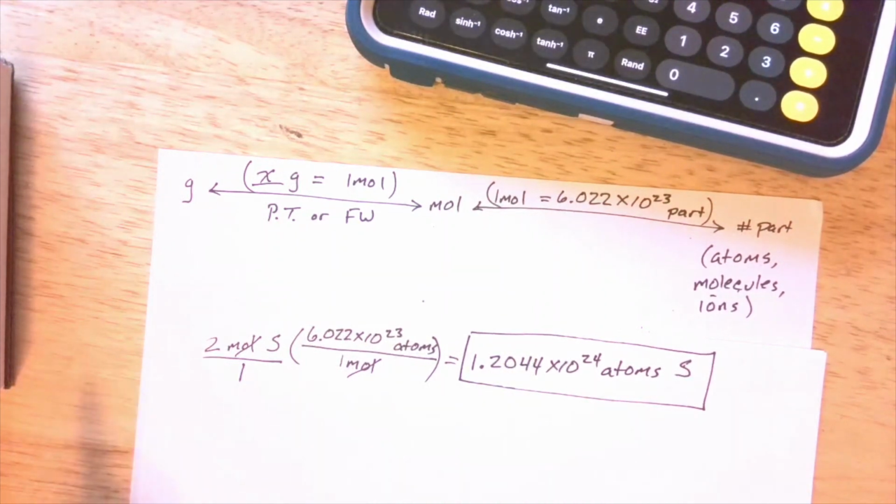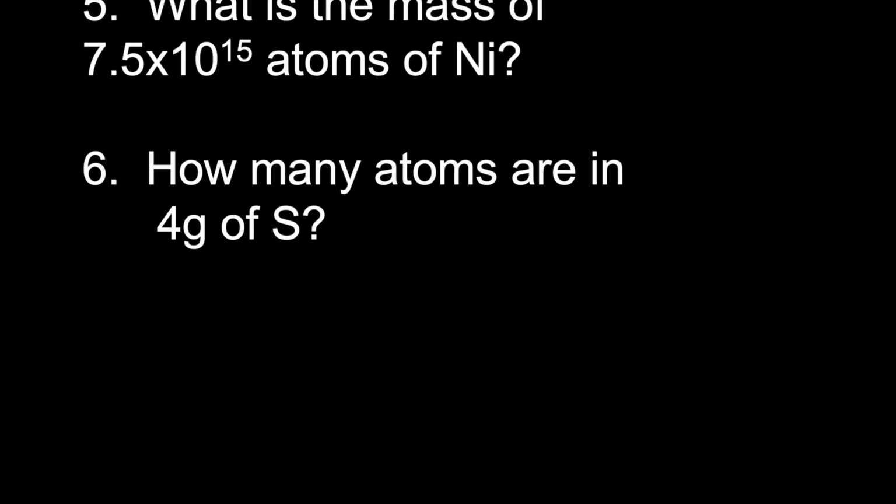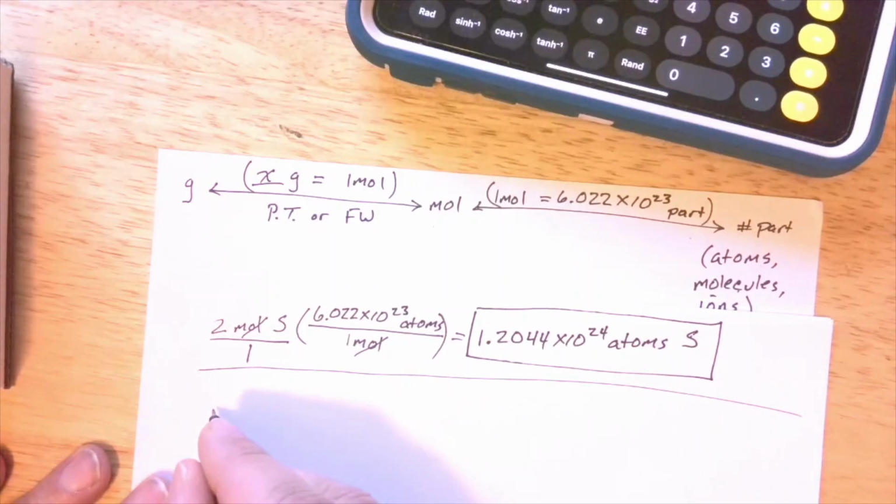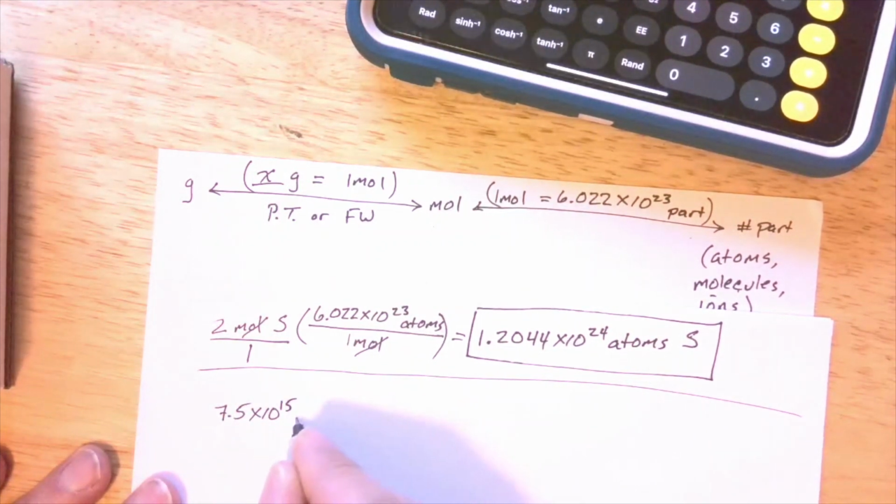Alright, let's move on to the next problem. Number 5. What is the mass of 7.5 times 10 to 15 atoms of nickel? So this time we're going from number of atoms to the mass, which is measured in grams. So we need to go from atoms to moles, moles to grams. So let's work this one out. Start with what's given to you, 7.5 times 10 to the 15 atoms of nickel.